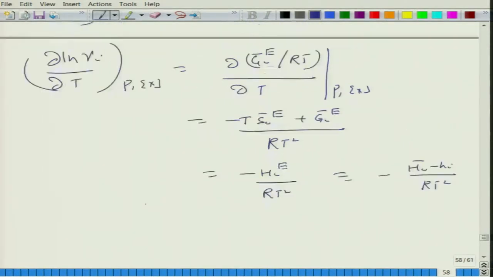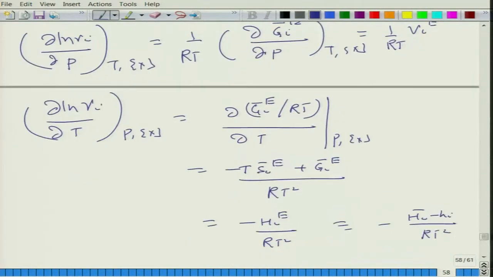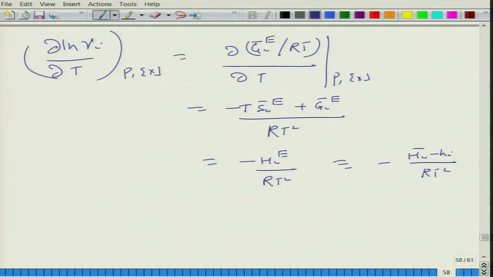So essentially what we connected here is that the partial differentiation of this ln gamma_i with respect to the pressure and the temperature are connected to excess property or excess molar property of the system of component i. Okay, so this is how we connect that.